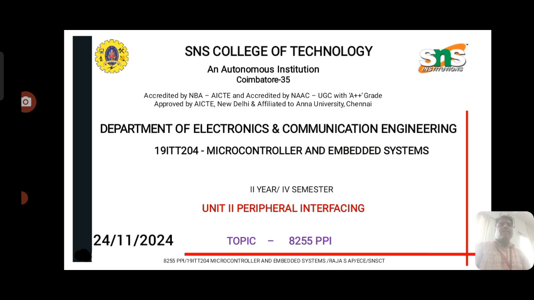So we know that 8086 is doing arithmetic and logical operations. Based on the unit 1 YouTube video, you know the internal architecture, the instruction set, addressing modes and interrupts usage in 8086. Now in unit 2, I gave the introduction about how an interface is connected with the 8086. Now we discuss the programmable peripheral interface, that is 8255.